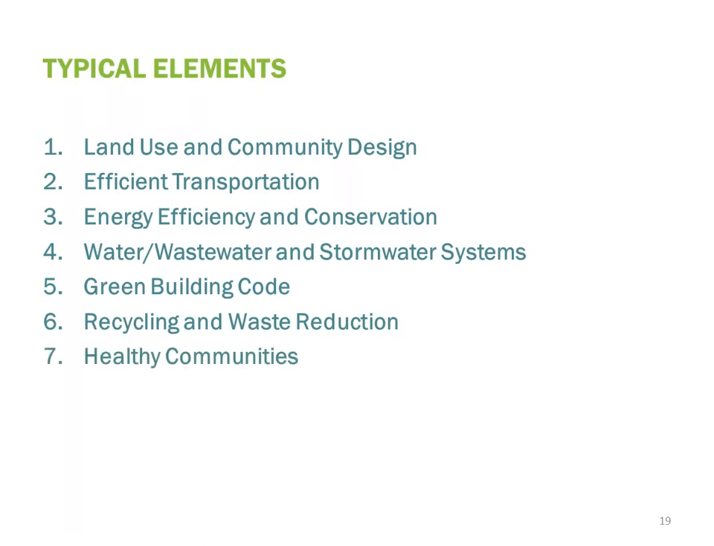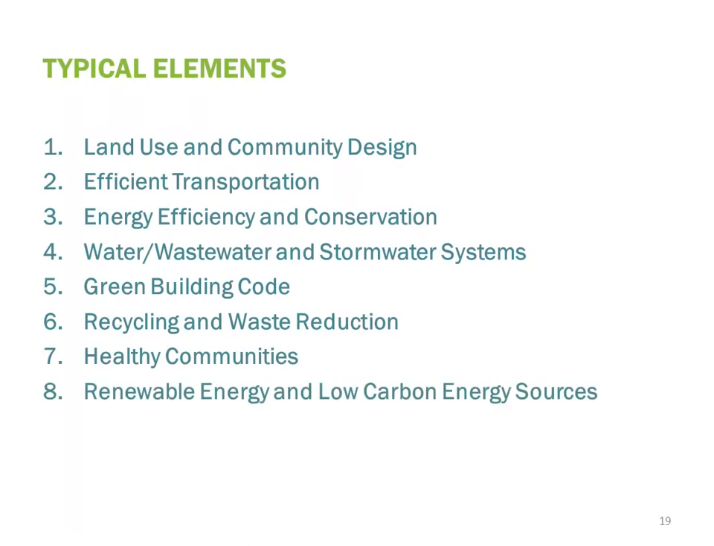The seventh typical element is healthy community. This focuses on meeting the community's needs. To give you an example, a community may want to be more bike friendly. So this element may have more discussion on bike lanes within the community and how alternative modes of transportation are a goal within that element. And finally, the last typical element is renewable energy and low carbon energy sources. This focuses on increasing renewable energy sources for the community.